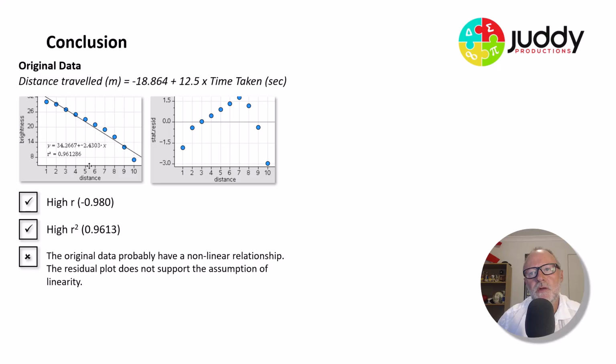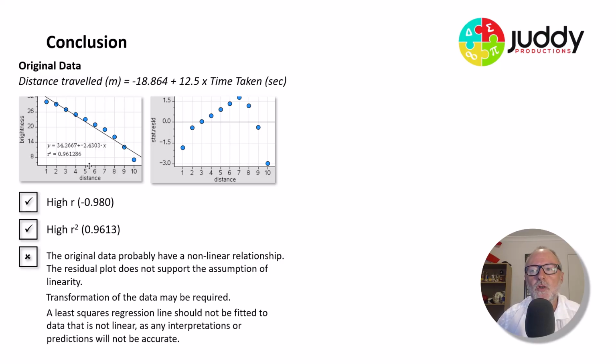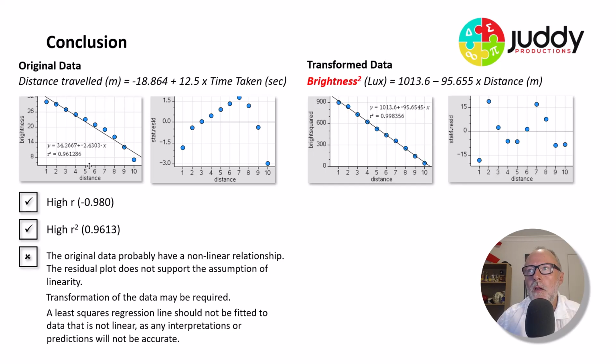The original data probably has a non-linear relationship. The residual plot does not support the assumption of linearity. A transformation of the data may be required. A least squares regression line should not be fitted to data that is not linear, as any interpretations or predictions will not be accurate.